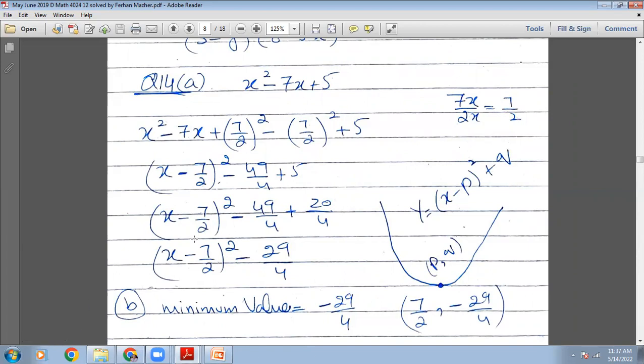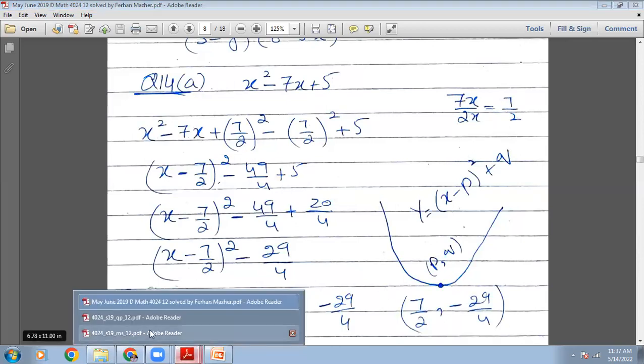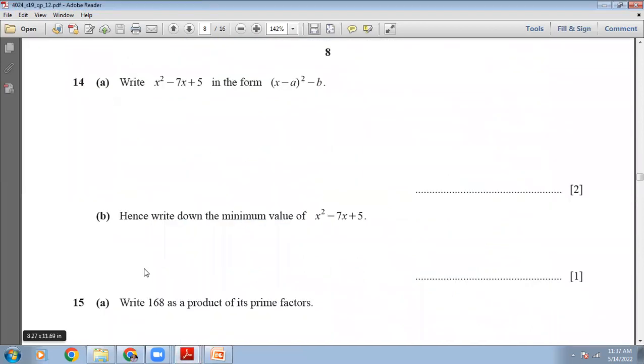So from this equation I can tell you that the coordinates where the graph will turn, where you will have the minimum value of the graph, its coordinates will be 7 by 2 comma minus 29 by 4. This is the question which they will ask you in the next part. He says, hence write down the minimum value of x square minus 7x plus 5. And we have written this here.